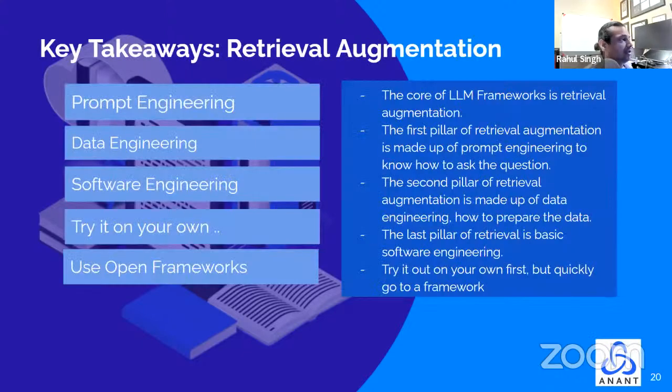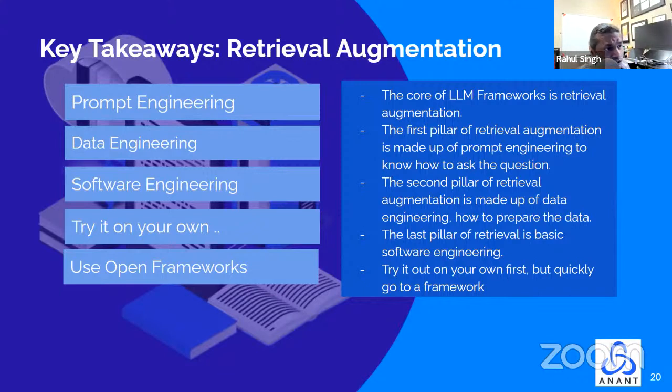Key takeaways: the core of LLM frameworks these days is retrieval augmentation. If somebody says they have an LLM framework and they're not talking about retrieval augmentation, they're probably talking about how to train the LLM, right? That's LLM ops. When I think about an LLM framework, I'm thinking about retrieval augmentation. That's the core of it.